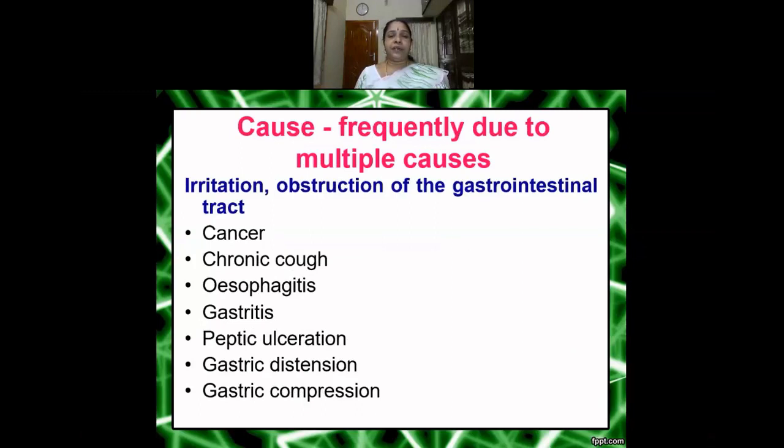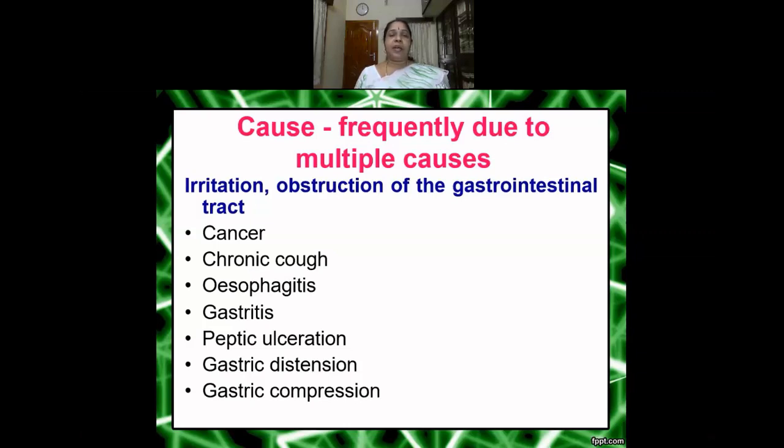The cause is frequently due to multiple reasons. It can be due to irritation or obstruction of the gastrointestinal tract. Irritation or obstruction to the gastrointestinal system can occur due to a cancer or due to chronic cough. Esophagitis is inflammation of the esophagus. Gastritis is inflammation of the stomach. It can occur due to peptic ulcers. Peptic ulcers can also cause nausea and vomiting.